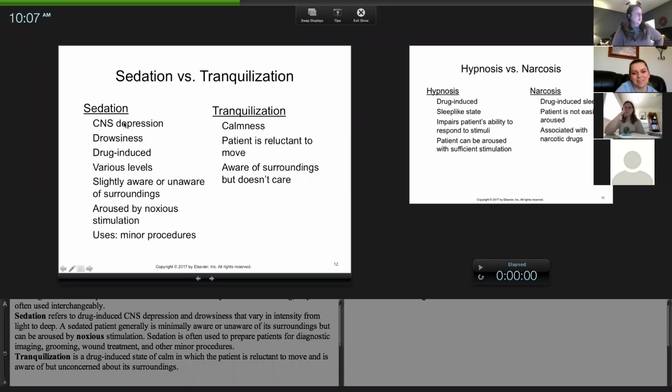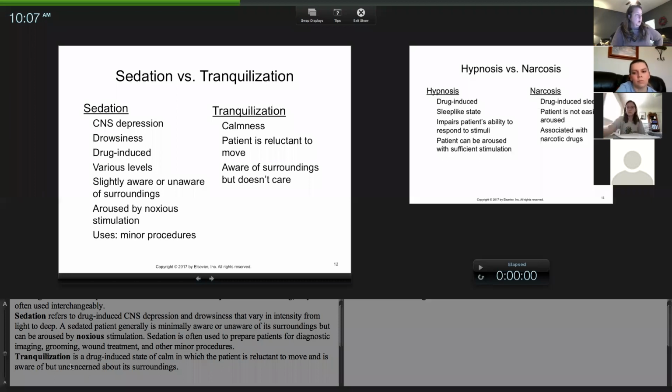The CNS depression is obviously that they're a little bit more dull, drowsy. Sedation can vary from light to deep, because we can give a lower dose and just take the edge off, or we can give them a deeper dose and make them much more unaware. They're never fully asleep when we do either of these.